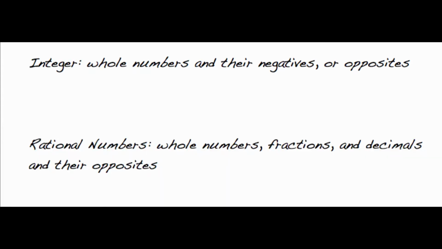Rational numbers actually include integers. Rational numbers include whole numbers, fractions, and decimals, and their opposites. So an example here might be 3/4 and -3/4, which are included in rational numbers where they were not in integers.